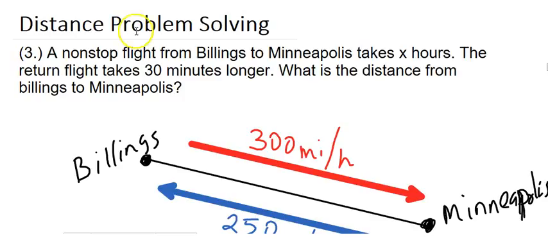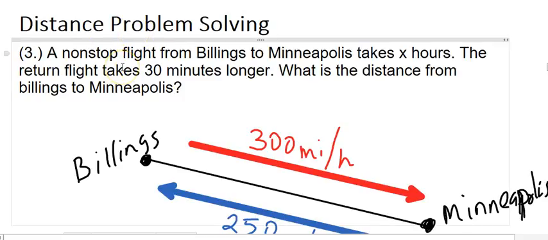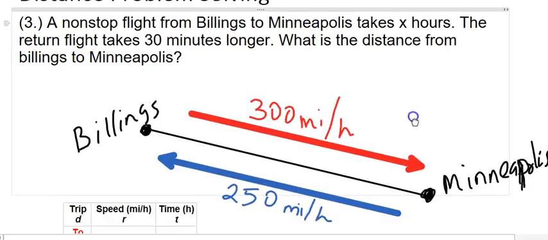All right, the next problem, a distance problem. Whenever you have a distance problem, anything distance, I encourage you to make a table. It's very helpful. So a non-stop flight from Billings to Minneapolis takes X hours. We don't know how many hours it takes, just X. The return flight takes 30 minutes longer. So it's going to be whatever the going takes plus 30 minutes longer. What is the distance from Billings to Minneapolis? Oh, that should be a capital letter. Sorry, my mistake.